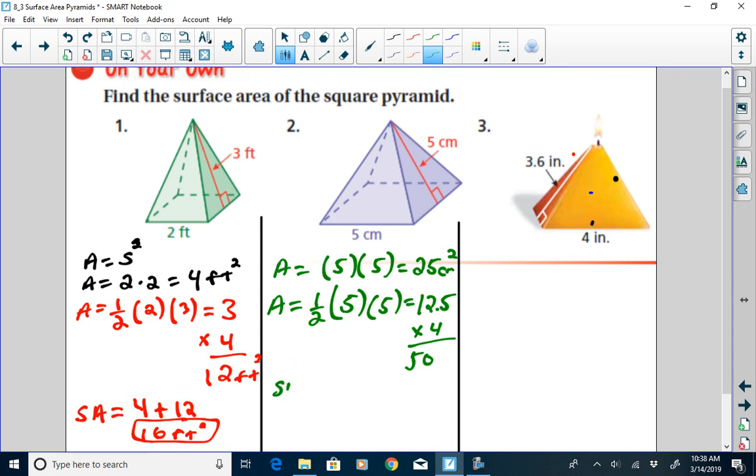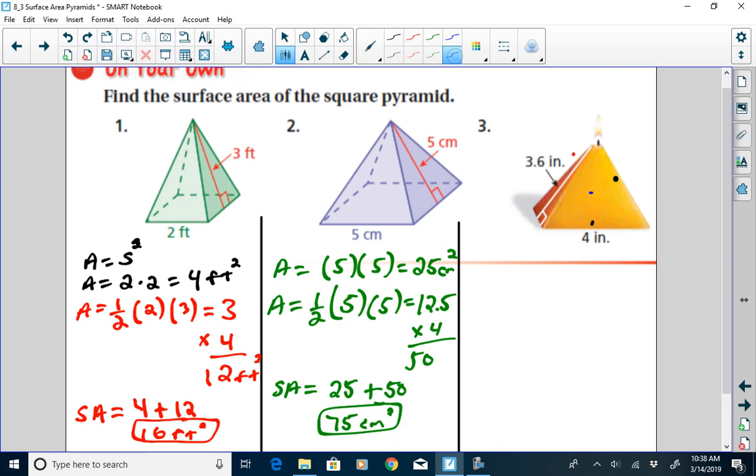So my surface area is going to be equal to the 25, which is the area of the base, plus the 50, which is the area of the 4 triangular faces, so the surface area is going to be equal to 75 square centimeters.